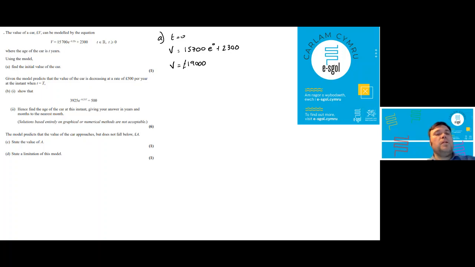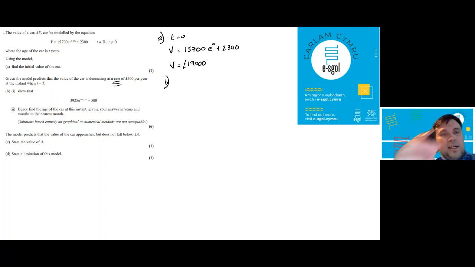Given the model predicts the value of the car is decreasing at a rate, there's our rate again, of £500 per year at the instant when the time is equal to capital T, show that that is the case. So it's the same thing. Our rate is the change in V over the change in t, the change in value over the change in time. So it is dV by dt.